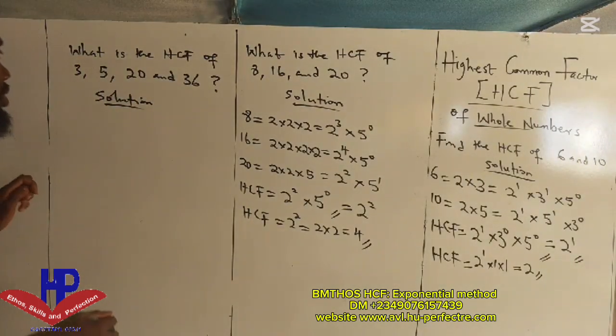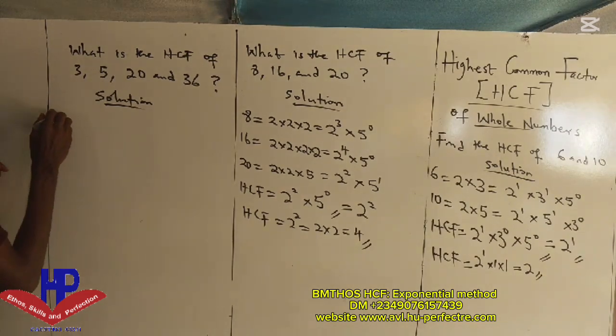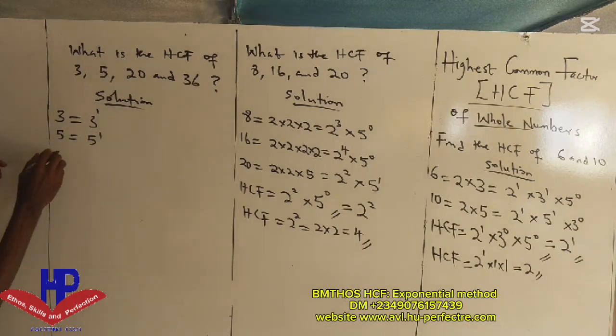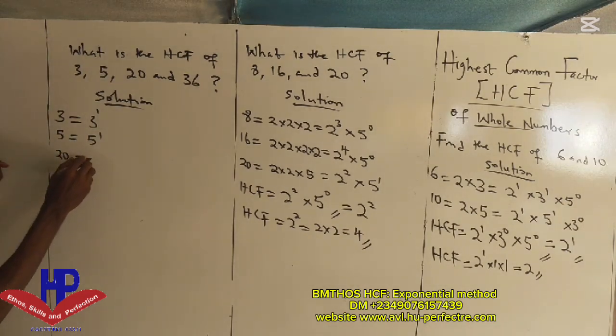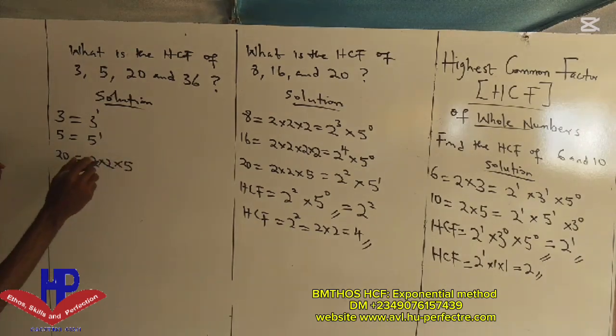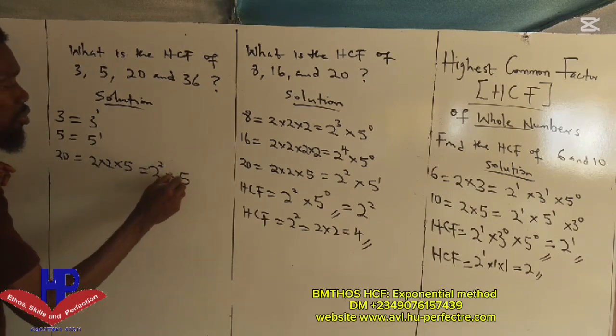Now, the last question here is, what is the HCF of 3, 5, 20, and 36? Let's start the solution. 3 is just one 3, which is 3 raised to the power 1. 5 is 5 raised to the power 1. 20 is 2 times 2 times 5. Let me keep it in that way for you. And that will be 2 raised to the power 2 times 5 raised to the power 1.